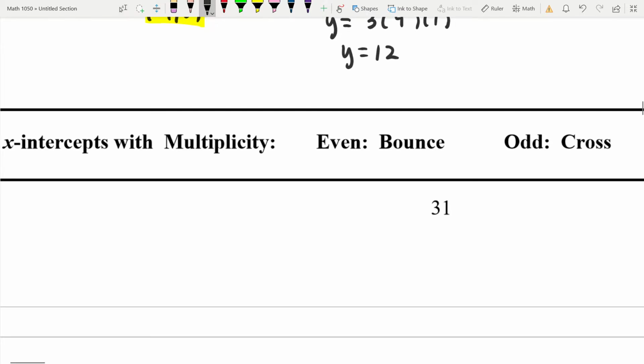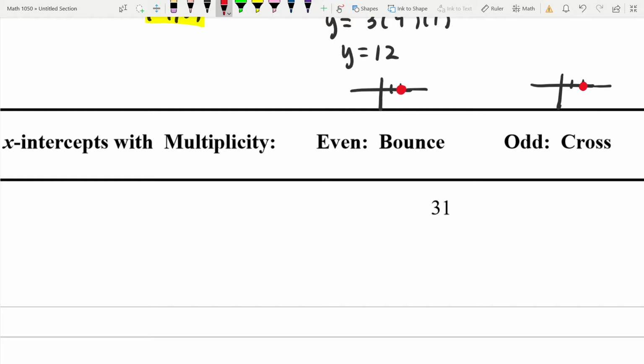Now, bouncing and crossing. I want you to draw an XY axis above where it says bounce and an XY axis above where it says cross. Then I want everybody to go out to a 2. Why did I choose 2? It was a random choice. Just put a dot right there. I want to make sure you know what bounce looks like.